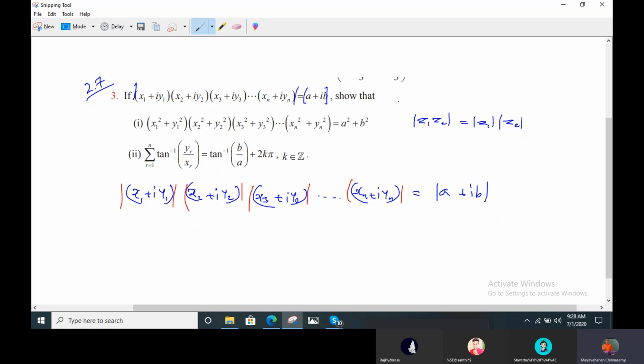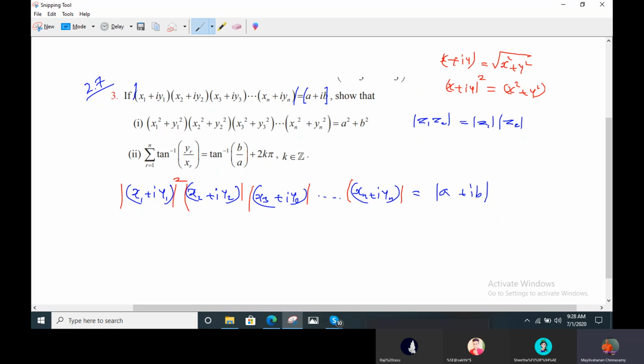So what is the formula for modulus? If you have x + iy, what is the modulus value? The modulus becomes the square root of x square plus y square. This is your formula. Now if you square on both sides, modulus of x + iy whole square equals, the square root will cancel, and we get x square plus y square only.